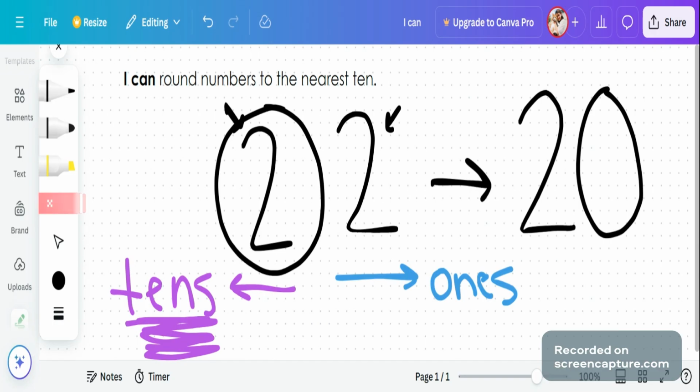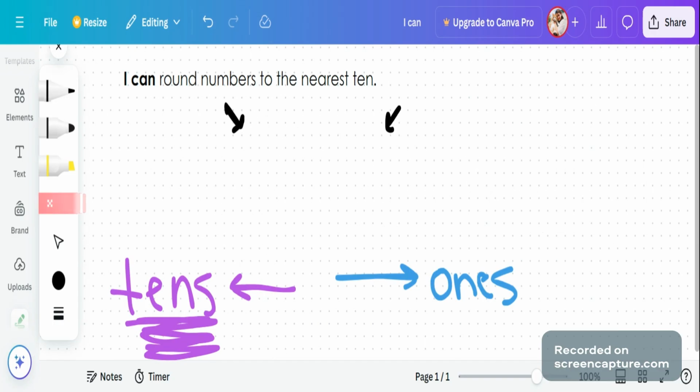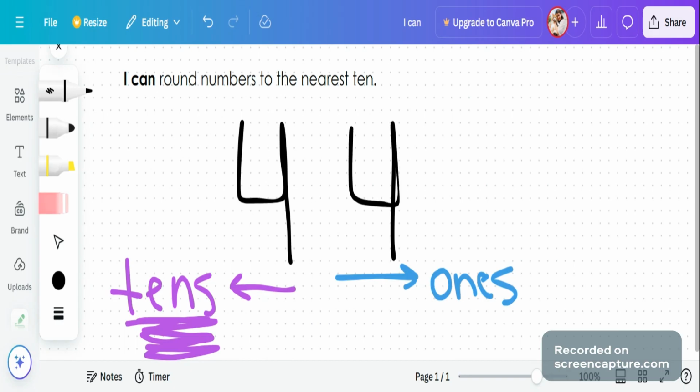Go ahead and erase your boards. The next number that we're going to look at is the number 44. There's a 4 in the tens place, and there's also a 4 in the ones place. I want you to round 44 to the nearest 10. You're going to go ahead and type your answer in the box that's going to pop up on the screen.